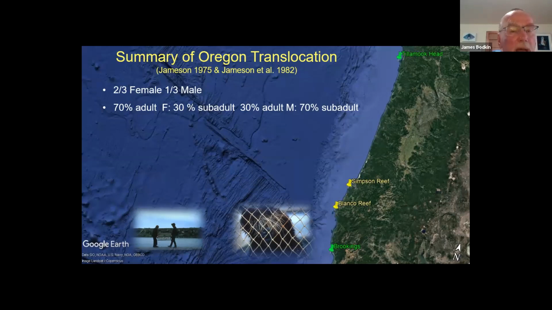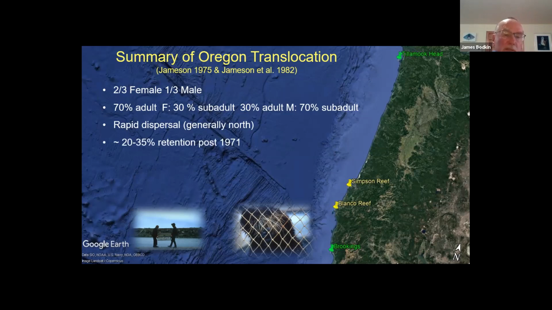And I have to go back and say that it was generally thought that younger animals would be less likely to disperse or emigrate back to their home ranges because they had not yet established those. So rapid dispersal was observed in the surveys that were conducted shortly after the translocation. And there's a range of estimates of the retention post 1971.